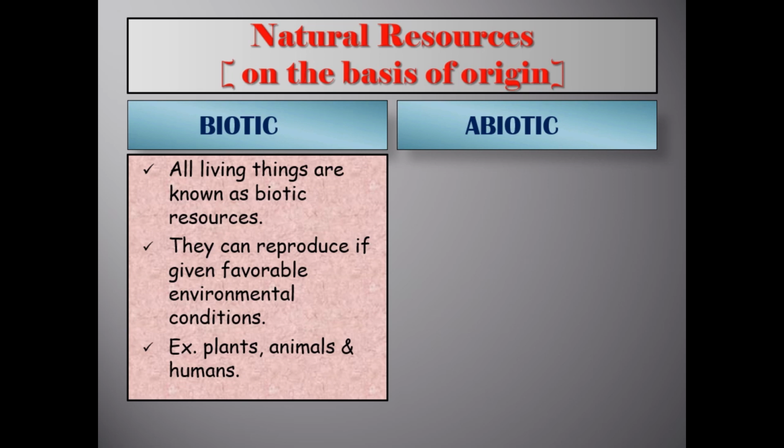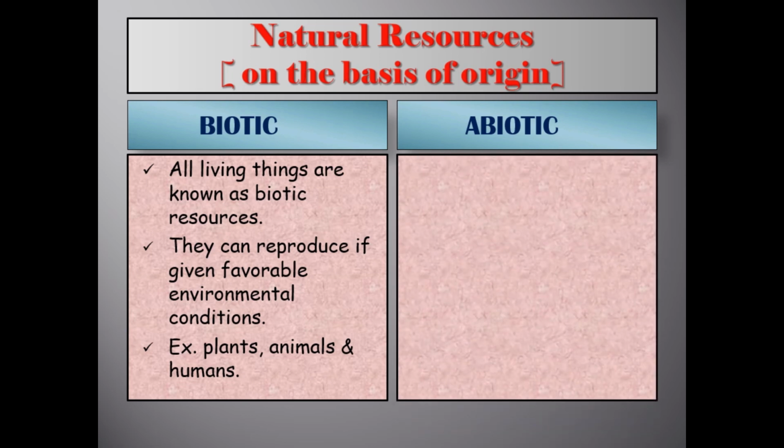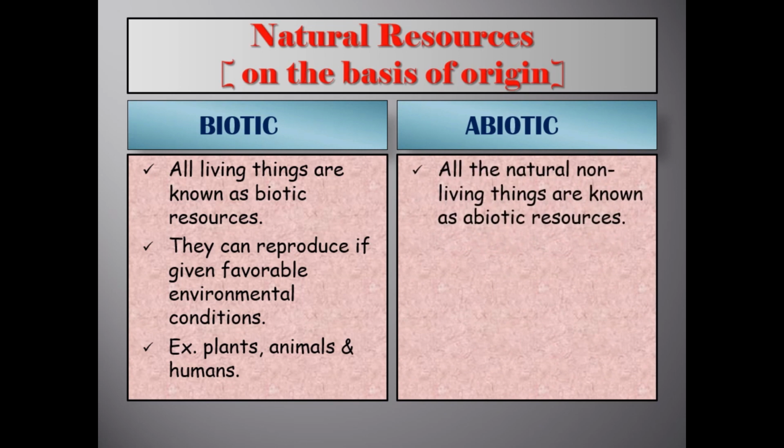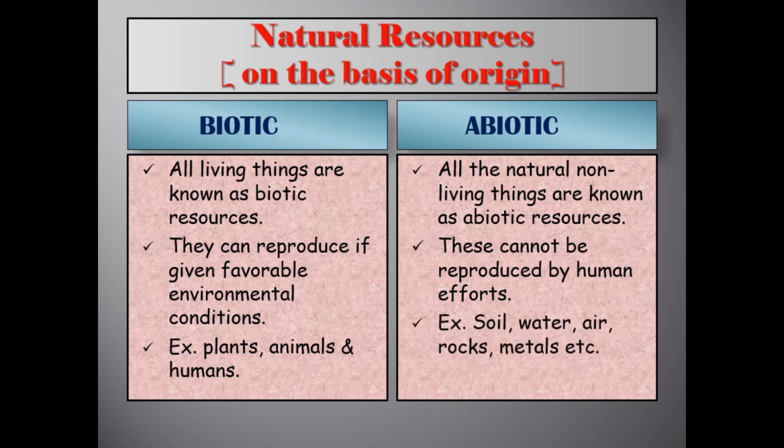Abiotic resources are just vice versa of the biotic resources. Its first feature is that all the natural non-living things are known as abiotic resources. Because they are non-living things, they cannot be reproduced by human efforts. For example, soil, water, air, rocks, metal, etc.